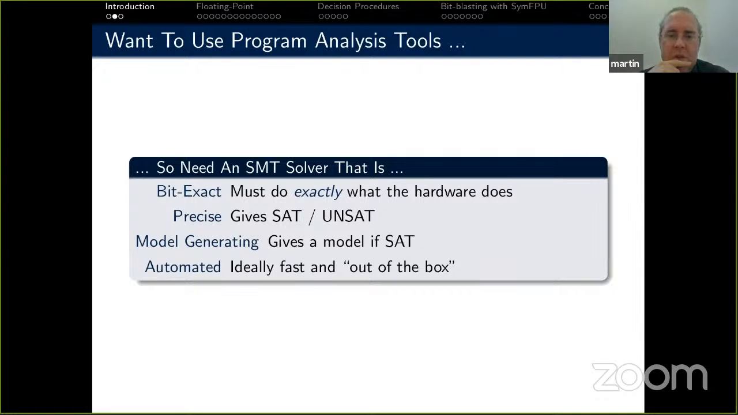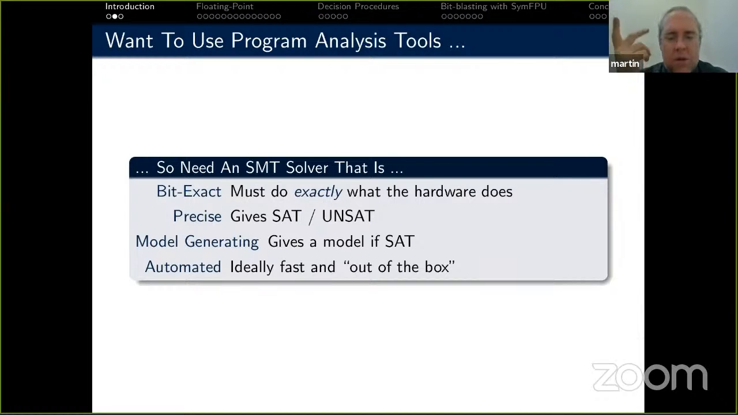We need it to be precise. We need it to say SAT or unsat. SMT solvers are allowed to say unknown. This is how we get around some of the decidability issues. But in this case, we really, really want just SAT or unsat. We also ideally want it to be model generating, so that if it says, hey, look, there is this case when this thing would just get into an infinite loop, I'd really like to have the input vector that causes that.